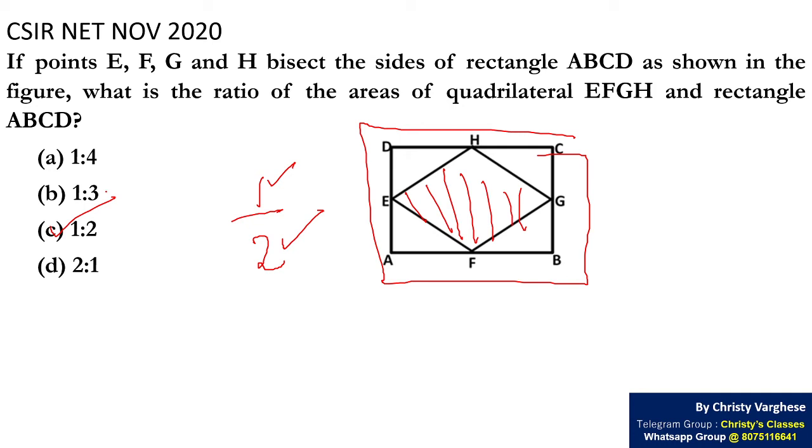As I told, you can do it mathematically also, but this intuitive way of looking at this question will help you to save some seconds, and every second is very important in the NET exam or any competitive exam. Hope this is clear to all of you.